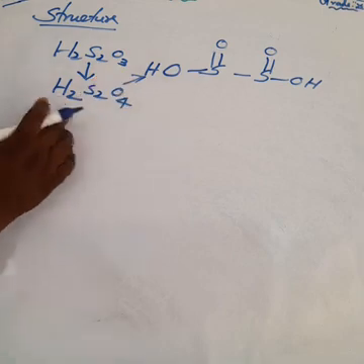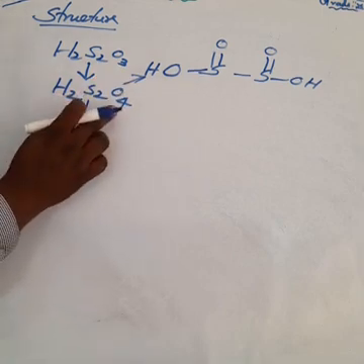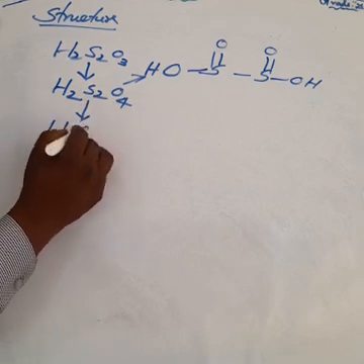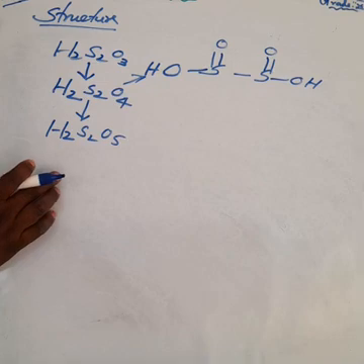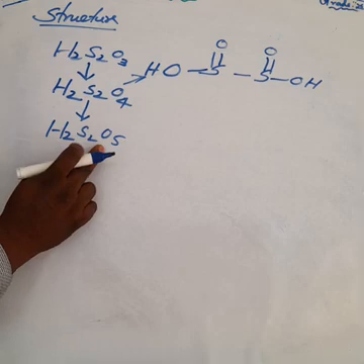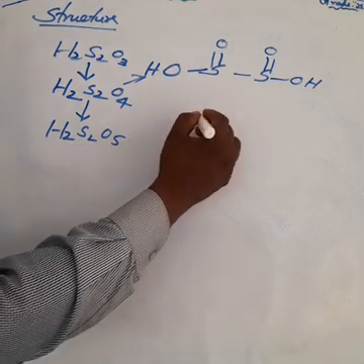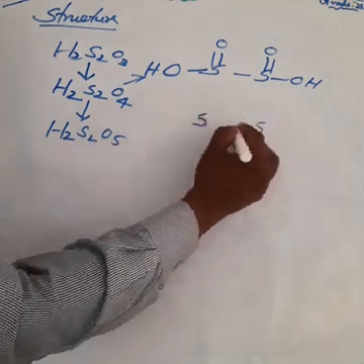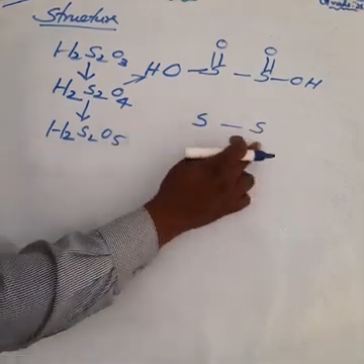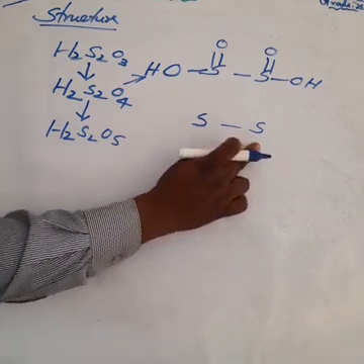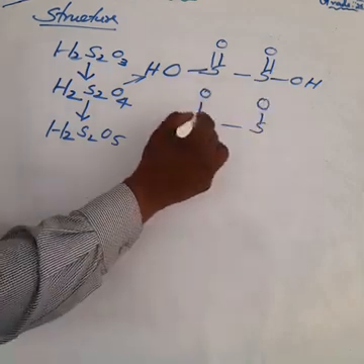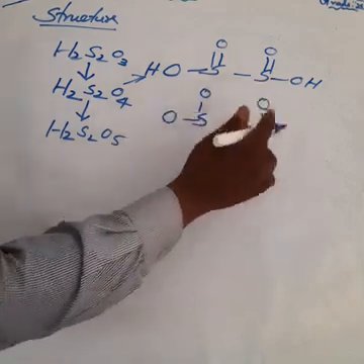Next, from the dithionous acid, again I am going to add one oxygen atom. So what is the formula? H2S2O5. Am I right? So 2 hydrogen atoms, 2 sulfur atoms, 5 oxygen atoms. First you have to write 2 sulfur atoms, sulfur, then next is sulfur. How much oxygen atom is there? 5 oxygen atoms.